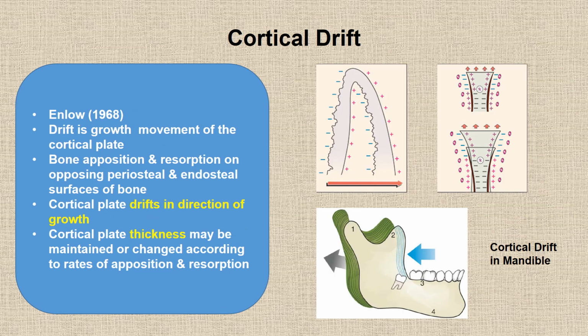Now, cortical drift was described by Enlow. Drift is the growth movement of the cortical plate. Bone apposition and resorption on opposing periosteal and endosteal surfaces of bone causes the cortical plate to drift in the direction of growth. Now, the thickness of the cortical plate may be maintained or changed according to the rates of apposition and resorption.